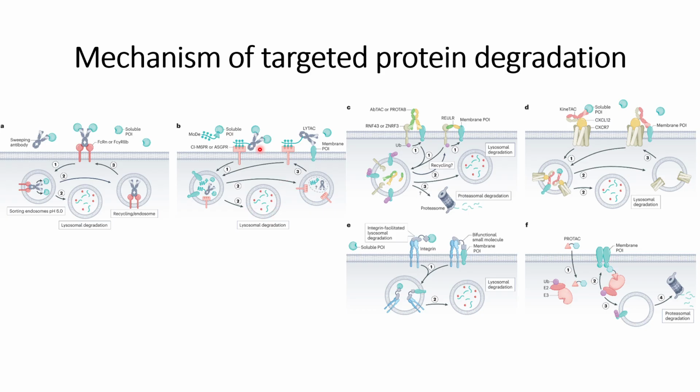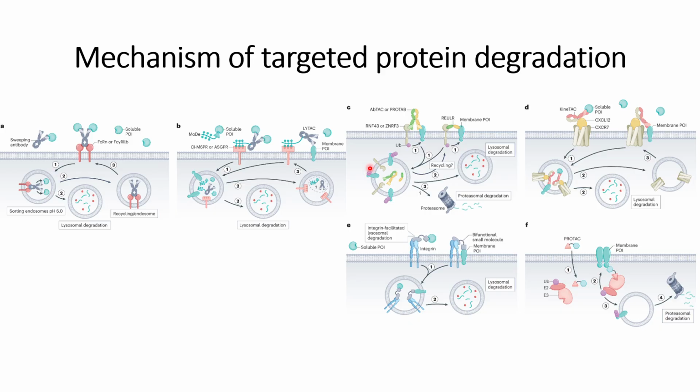And another form of this MoDE is LYTAC, that is lysosome-targeting chimera. It does the same work: LYTAC interacts with the cell membrane receptor, and the other region will interact with the membrane protein of interest. It will also cause internalization, and from the sorting endosomes, it will degrade the proteins and recycle back the receptors.